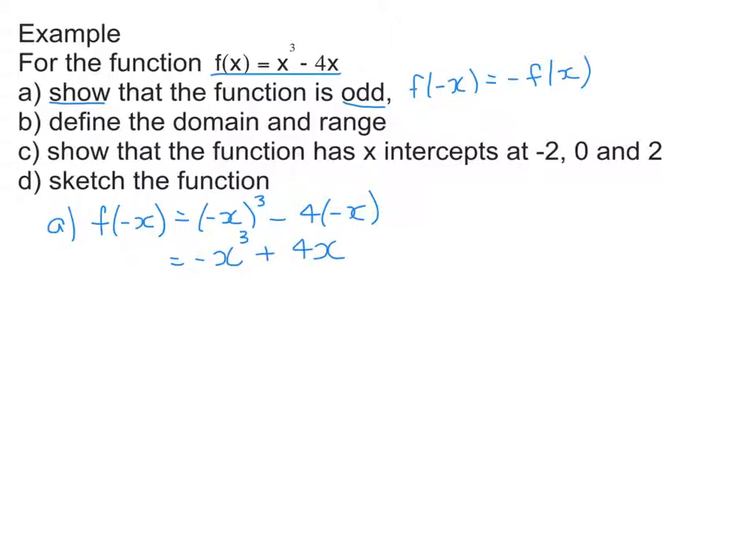If we now factorise the negative out of this expression, we will obtain negative out the front of x cubed, and we'll need another negative inside the brackets to obtain that positive. So we'll get negative 4x. Looking at the expression we now have, this gives us back the negative version of our original function, which is exactly the definition of an odd function. And so we have proven the function is odd.